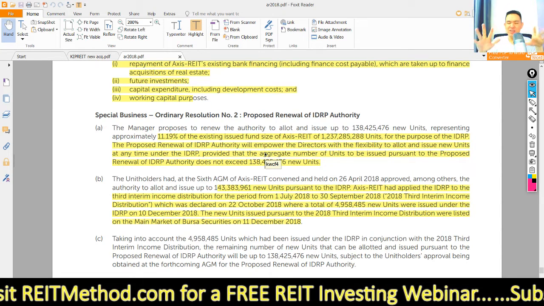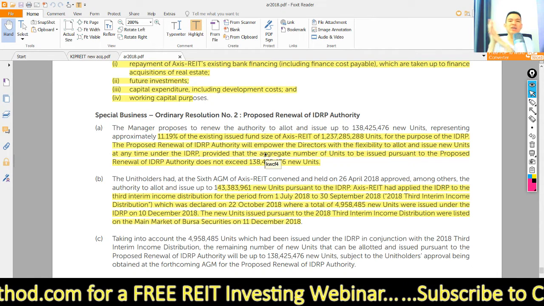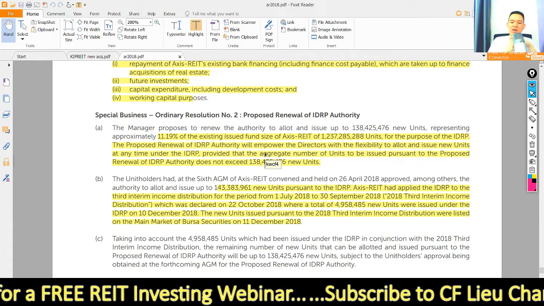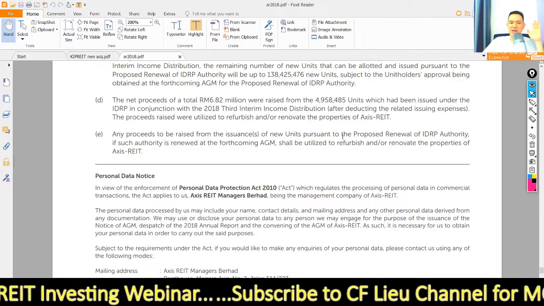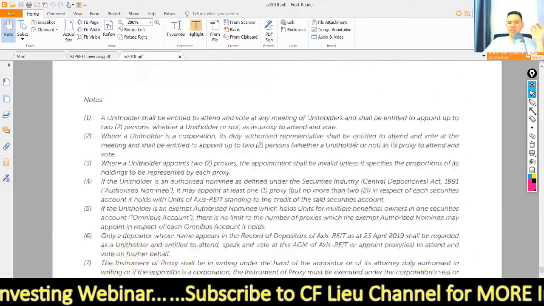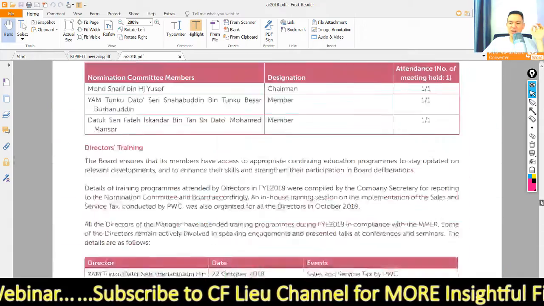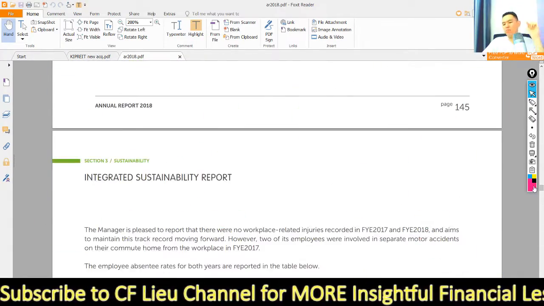Investment dividend reinvestment plan, because the dilution is minimal, because the new units issued are also normally like 0.5 to 1% or even lower. So I hope that actually covers this demonstration of how to read the AXIS REIT annual report in a lot of detail. So if you have any questions, post below.